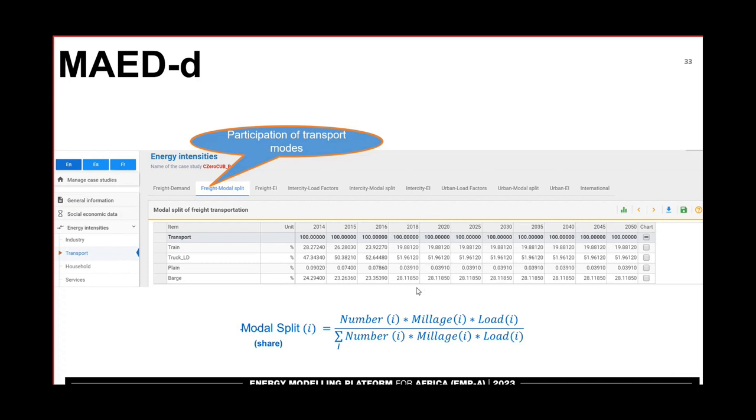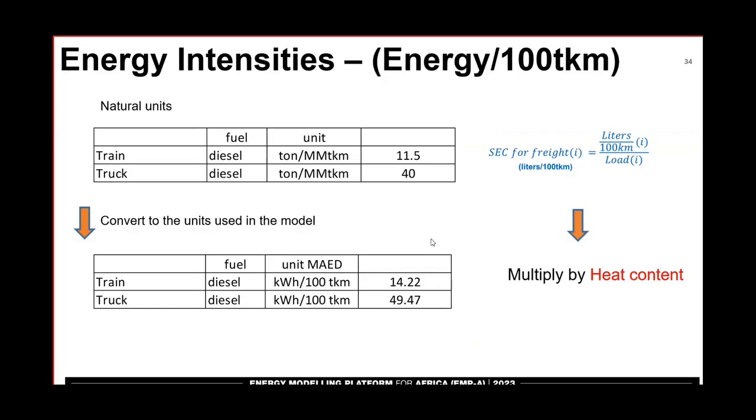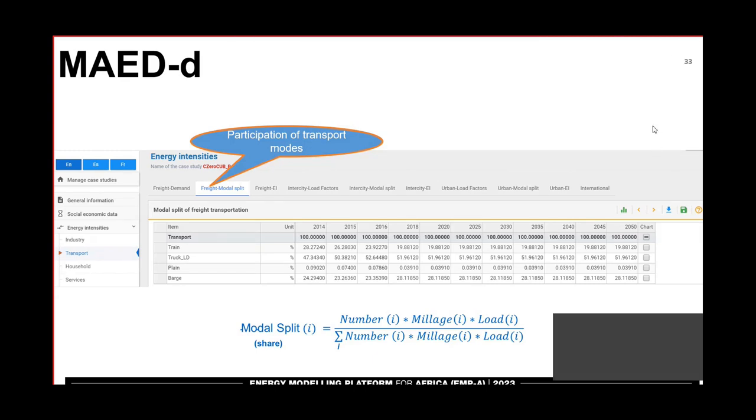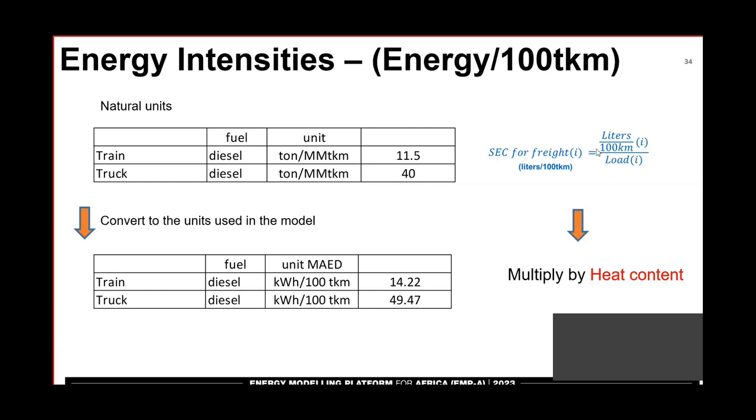And after that, this is where you will type the modal split. And if you follow that methodology, you can also evaluate the activity done by each transportation mode. You divide by the total and you multiply by 100. That is how you will get the value that you will type here, like the modal split. And for the intensity, if you have the data in terms of liter per 100 kilometer, you just need to divide by the load factor of that truck, for example, and then you will have the liter per 100 ton kilometer. And later on, you can just apply the heat content on it to have the kilowatt hour per 100 ton kilometer.